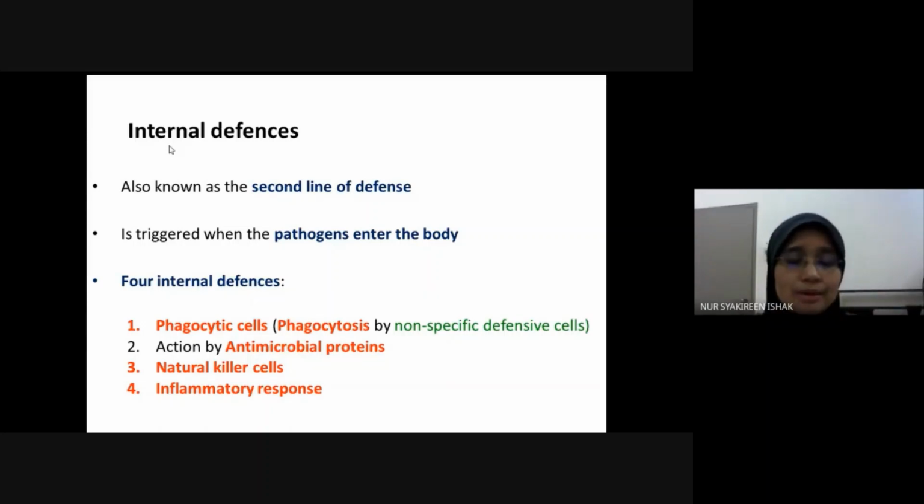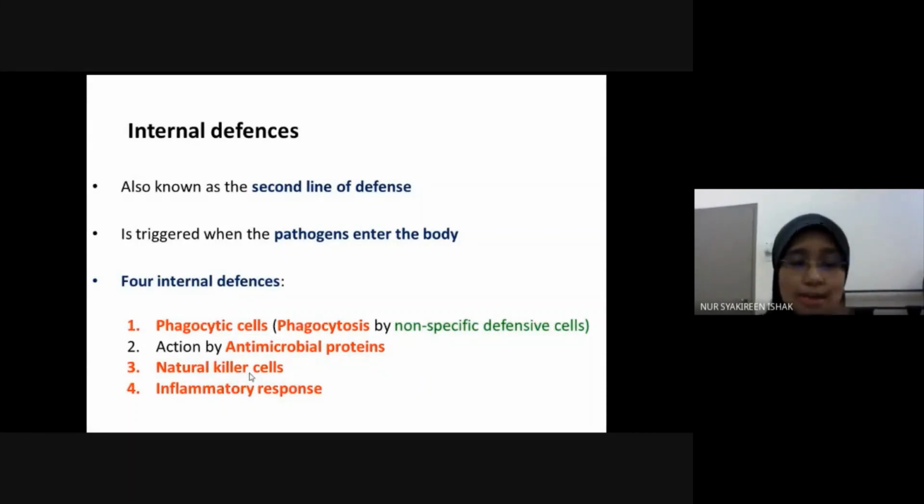antimicrobial protein ni consists of proteins that will be activated, and then it triggers a mechanism that forms pores at the membrane of the pathogen and causes water and also ions to enter into the pathogen and causes the pathogen to burst and lyse and destroy lah. Okay, and then that is one example. And then the third one is natural killer cells or NK.